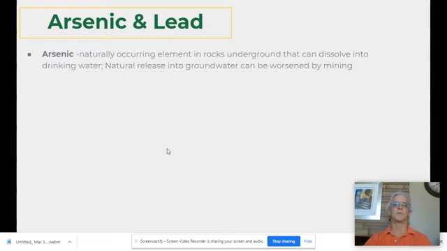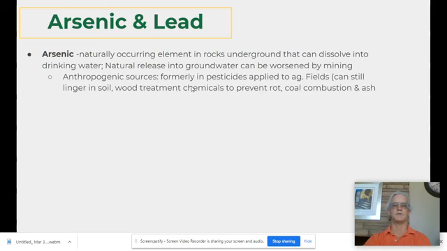Arsenic and lead. Arsenic is a naturally occurring element in rocks underground that can dissolve into drinking water. It's naturally released into groundwater, which can worsen with mining. Anthropogenic sources: formerly in pesticides applied to agricultural fields, it can still linger in the soil. It's often used in wood treatment chemicals to prevent rot. It's also often in coal combustion and ash.